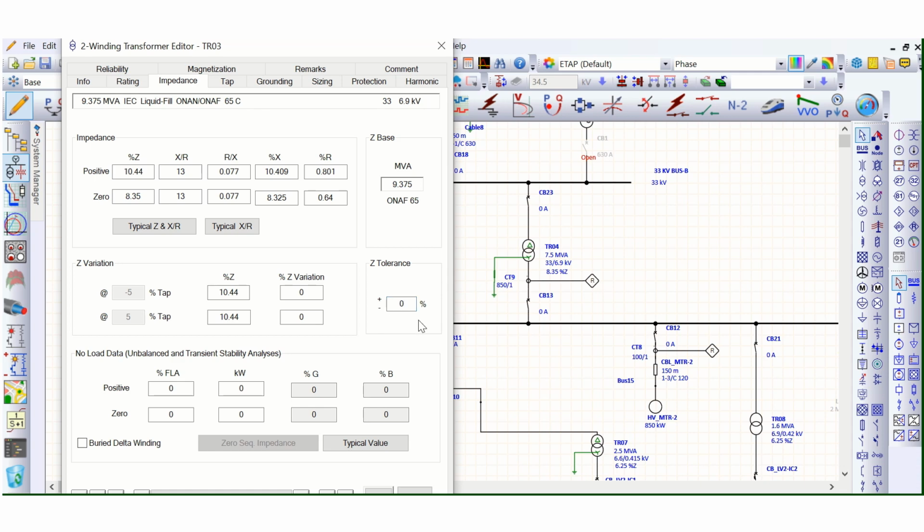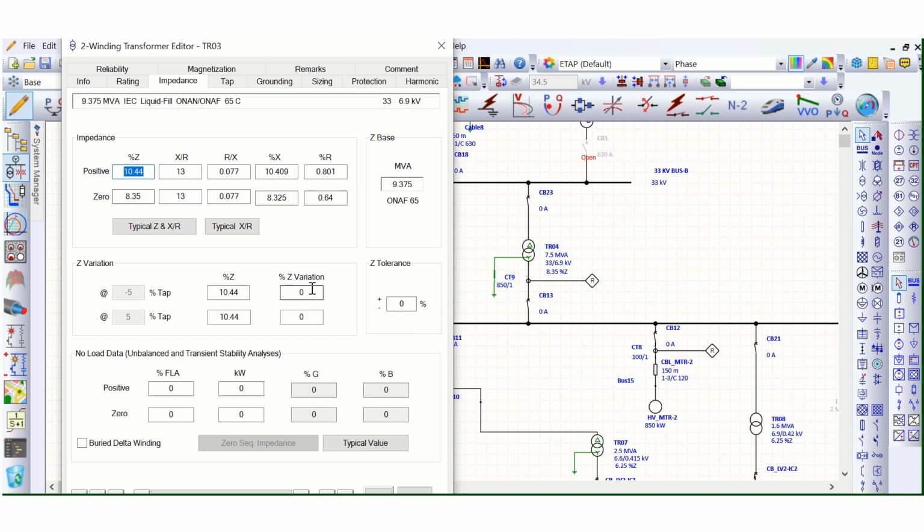This is one of the key factors. Sometimes a lot of power system engineers neglect this, or they just overlook this. This should be kept in mind that during the design stage, you can use this tolerance of the transformer. But whenever you have the transformer test report, then from the test report, you need to consider the transformer impedance value here, and this tolerance should be zero. There should not be any tolerance, so that your power system study will be accurate. This ETAP power system analysis software will then provide the actual value based on the actual impedance of the transformer.